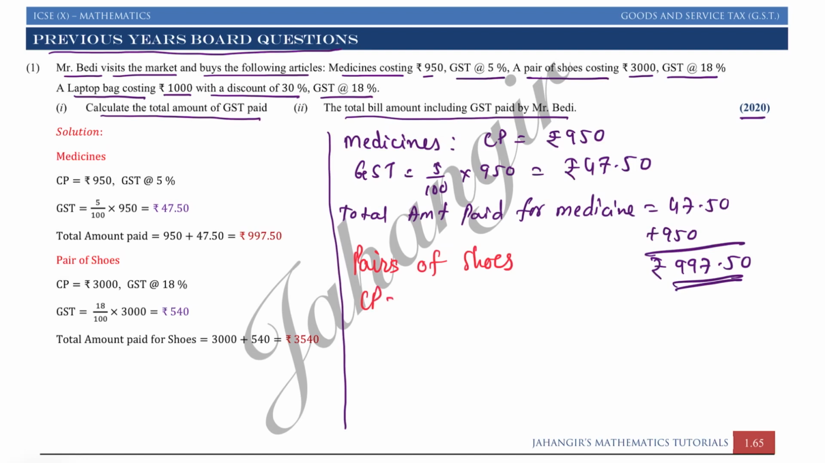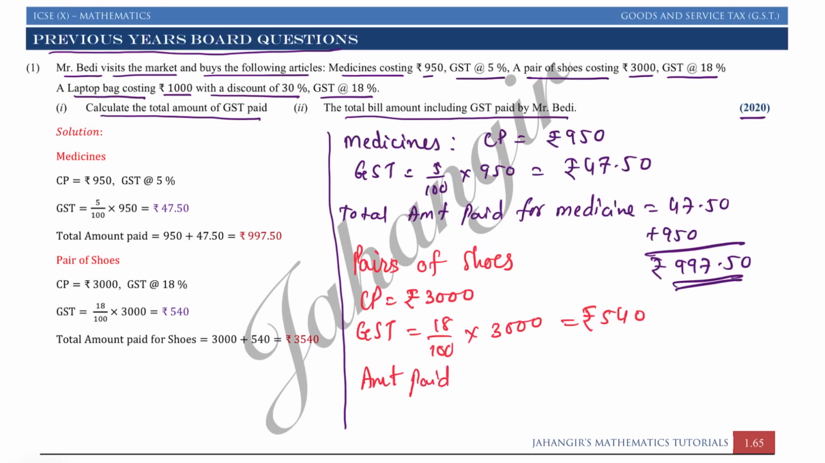Now we will do the pair of shoes. In that, CP is rupees 3,000 and GST is at a rate of 18%. So 18 upon 100 into 3,000. So 18 threes are 54, so 540 is the GST. So the amount paid for shoes is equal to 3,000 plus 540, so that is rupees 3,540.